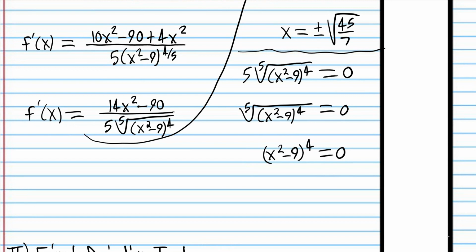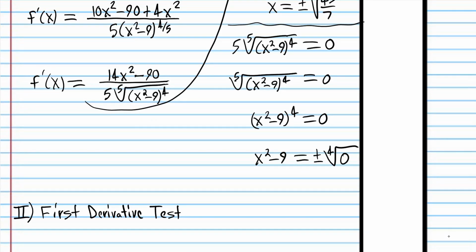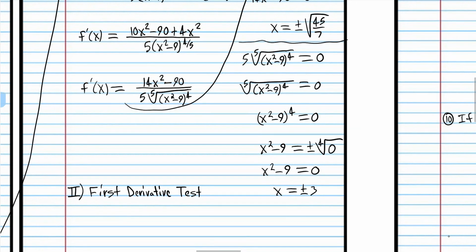Then we're going to square root both sides, or excuse me, we're going to 4th root both sides. And whenever you root something where the index is even, you have to write plus or minus, but it doesn't really matter here because plus or minus 0 is only 0. It's not going to have more than one solution. Okay, and then we're going to solve, and we get x is equal to plus or minus 3. So there's actually 4 critical numbers.